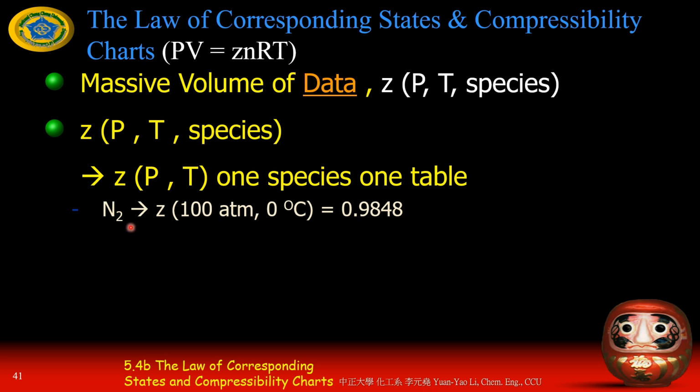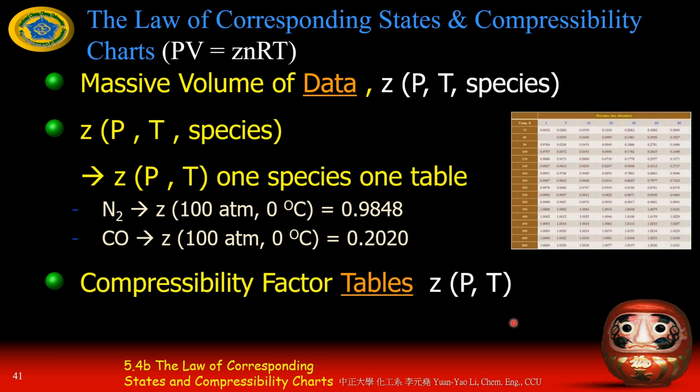So for example, for nitrogen, what's the compressibility factor of nitrogen when the environment is 100 atm and 0 Celsius? Find it in the table, which is 0.9848. And another example, carbon monoxide, which is 0.2020. So this table, I just tell you that you can get the answer from this table.